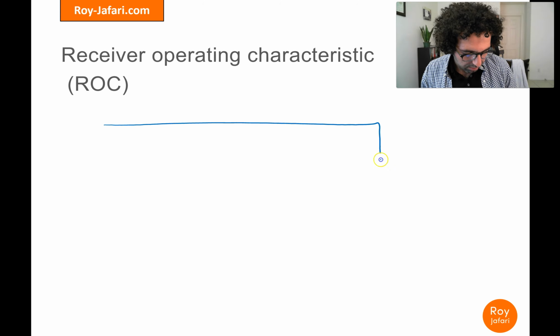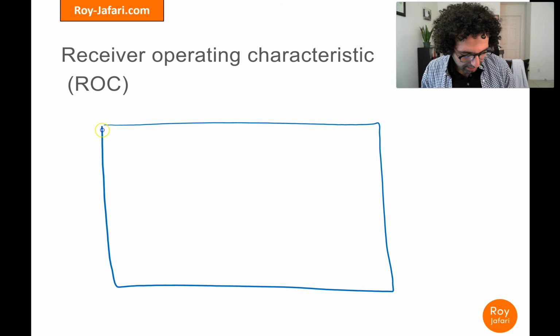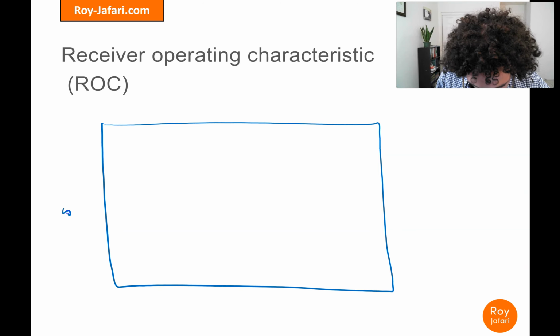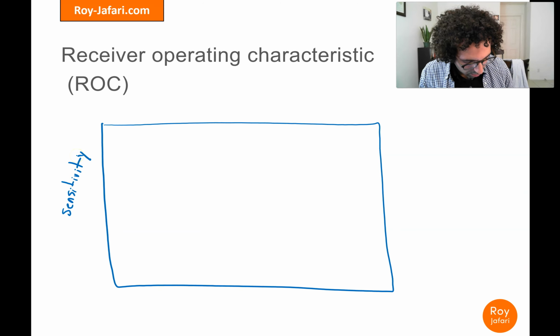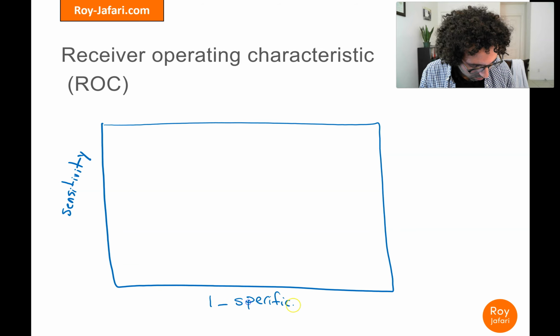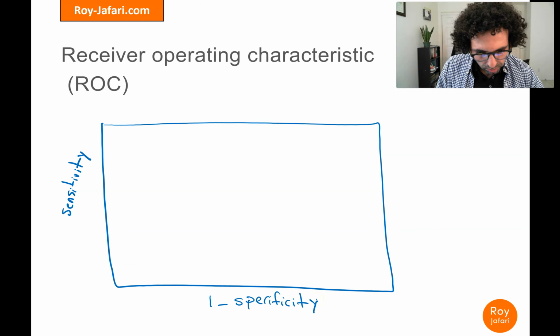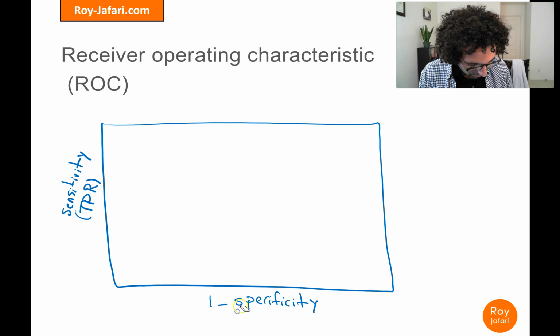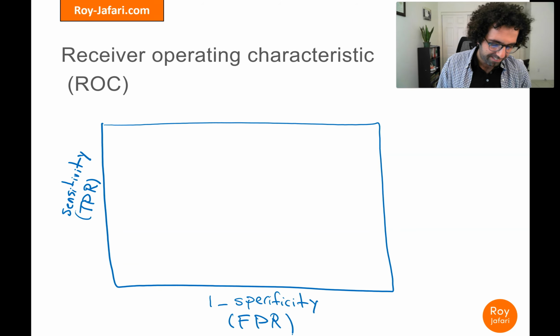ROC is basically this. You have a plot where on the y-axis you have sensitivity, and on the x-axis you have 1 minus specificity. This is also known as true positive rate, and this is known as false positive rate, which is 1 minus specificity.